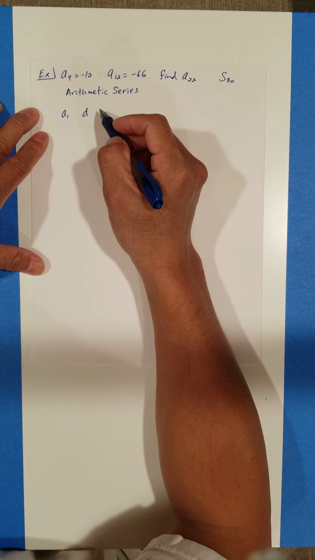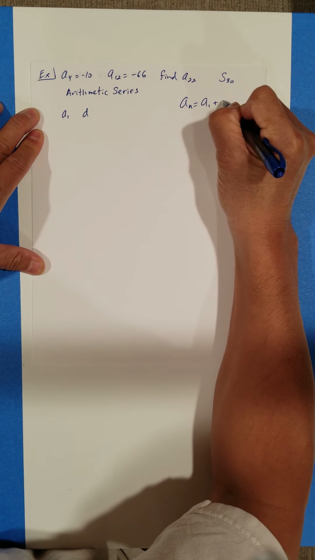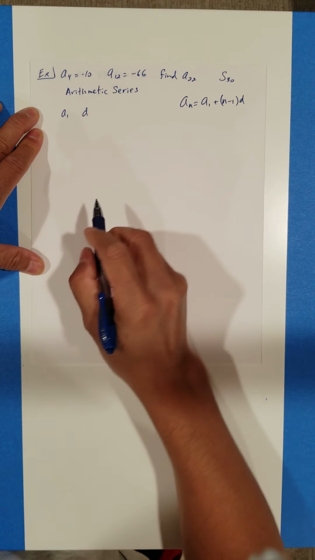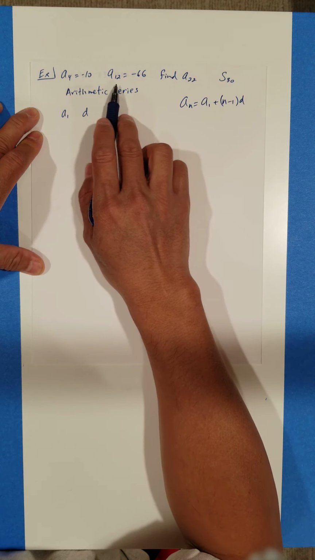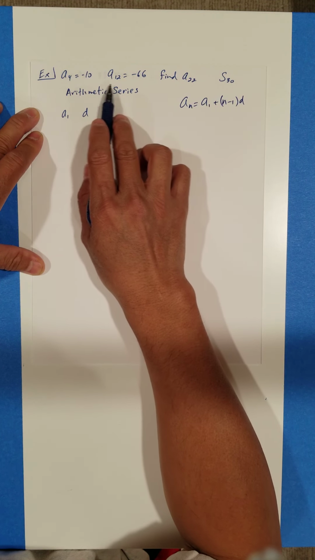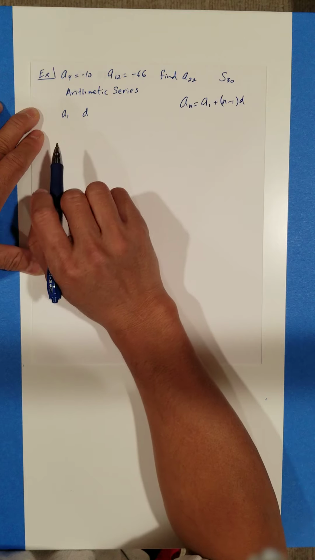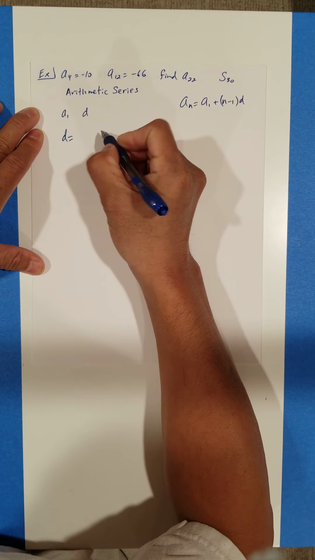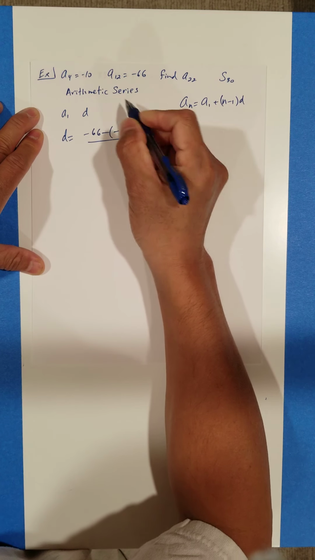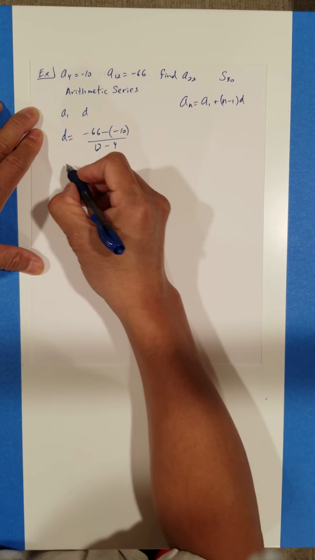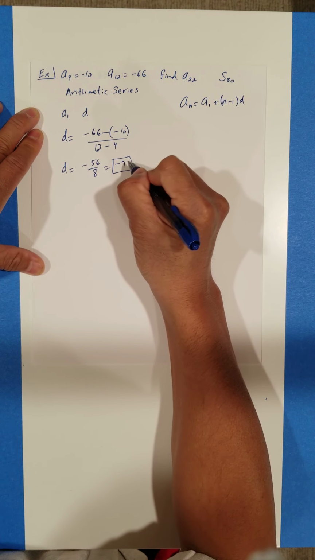To find D, if you remember the equation, An equals A1 plus n minus 1 times D, you can look at D as like a slope. From the fourth term to the 12th term, you gained 8 spaces, and for the value, you gained 56. So D is -66 minus -10, the 12th number minus the fourth number, over 8. D in this case is -56 over 8, which is -7. That's how we found D.